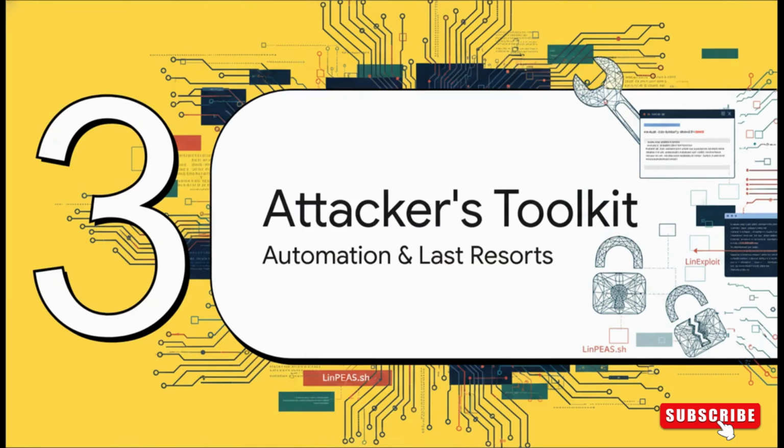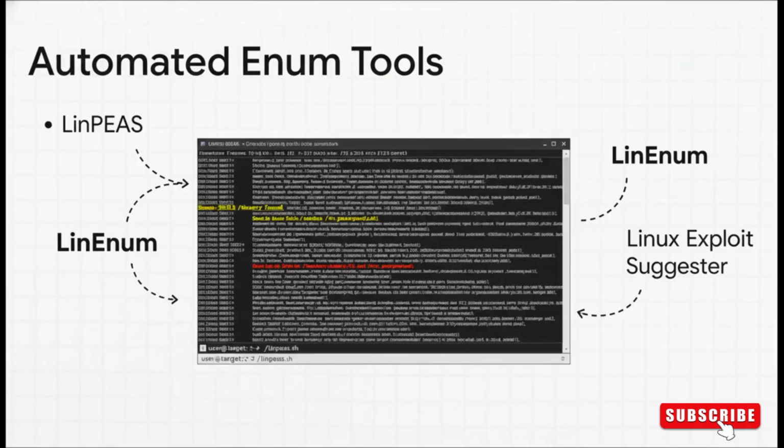That's when you bring in the automated tools and, of course, the last resorts. Tools like linpeas or linenum are basically your own personal robot assistant. You just upload one of these scripts, run it, and it'll tear through the system looking for hundreds of possible vulnerabilities. It then spits out a color-coded report highlighting the most promising ways in. It can save you literally hours of tedious manual work.